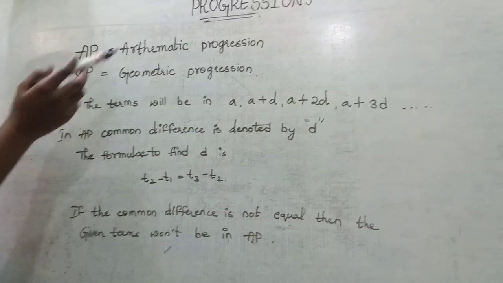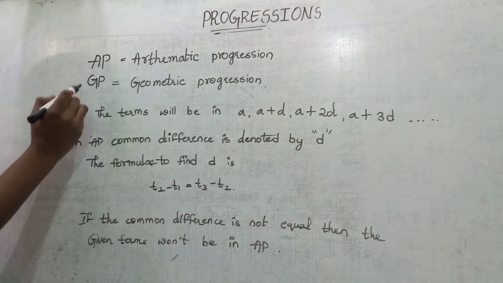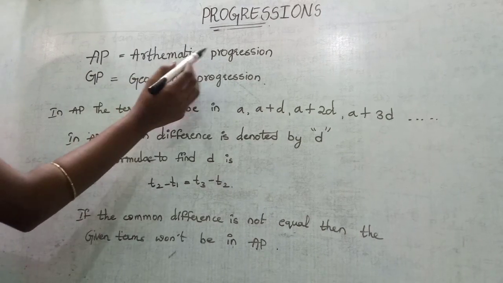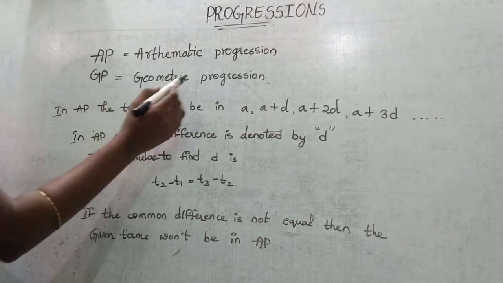Now, I am going to tell about one of the toughest chapters in maths, that is progression. Progressions are of two types, AP and GP. AP means arithmetic progression. GP means geometric progression.